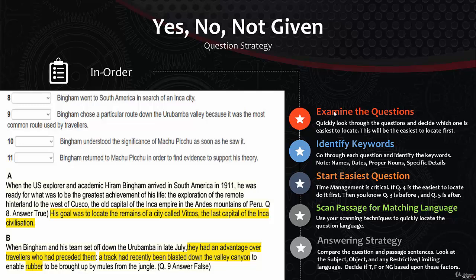So now look at what it says, and see if you can see why the answer is false. Bingham chose a particular route because it was the most common route used by travelers. But here it says they had an advantage over travelers who had preceded them. A track had been recently blasted down the valley canyon to enable rubber to be brought up by mules from the jungle. So it was not the most common route used by travelers, right? This is an example of an answer that is false.